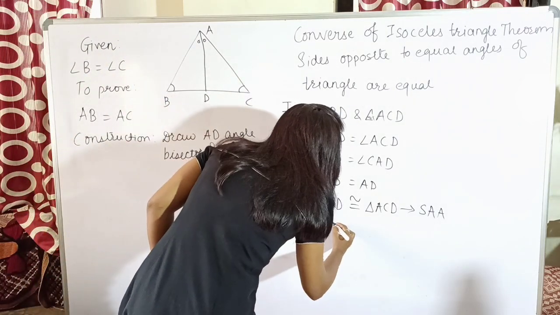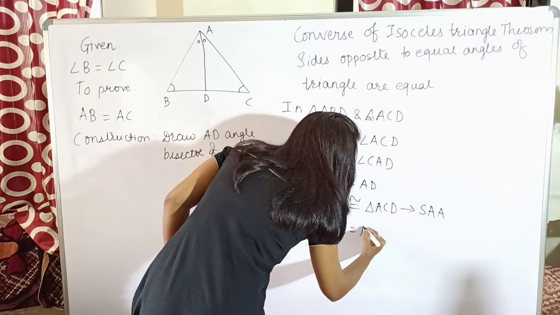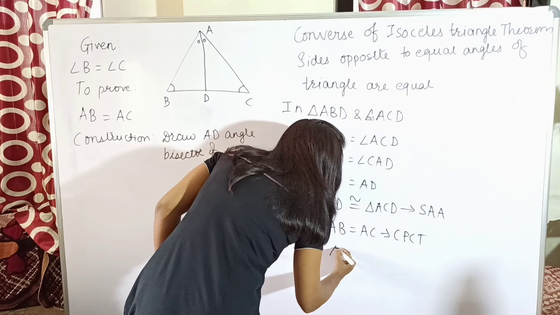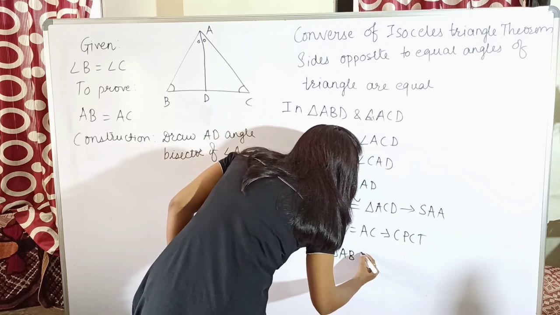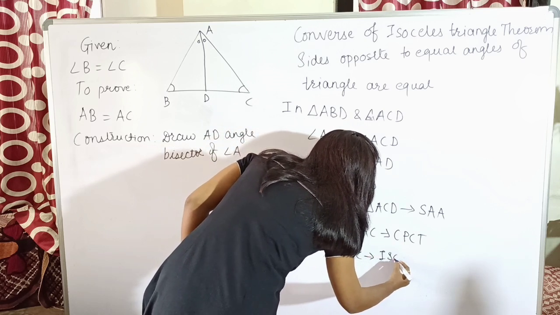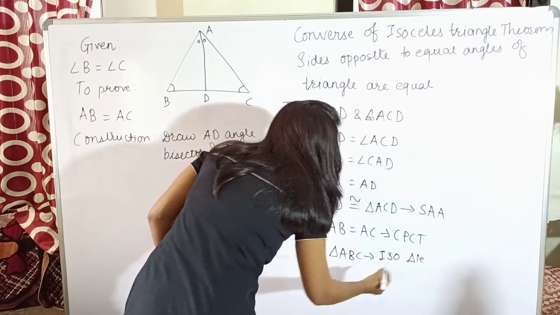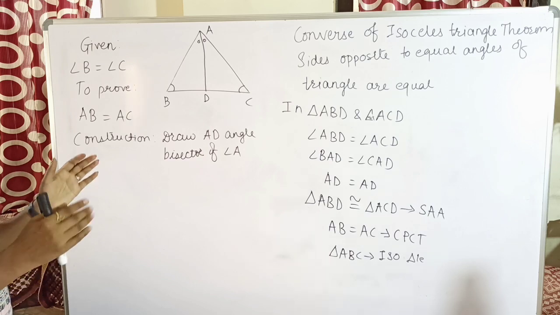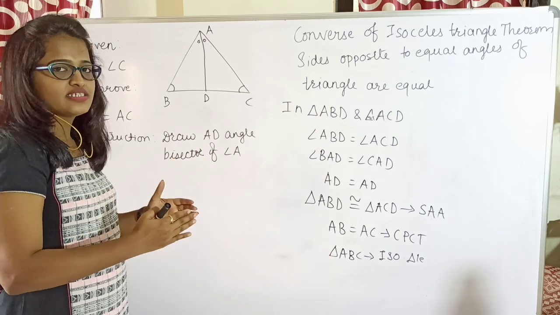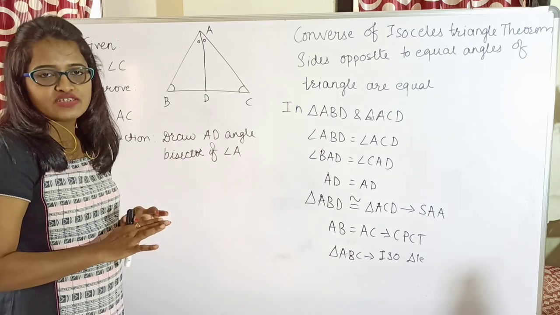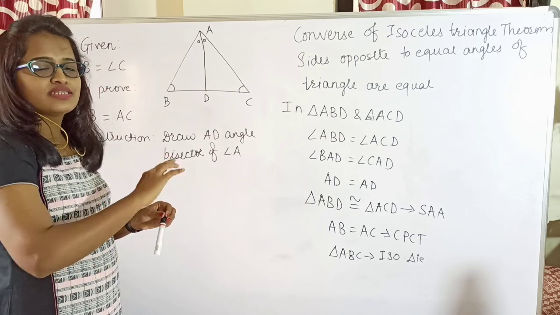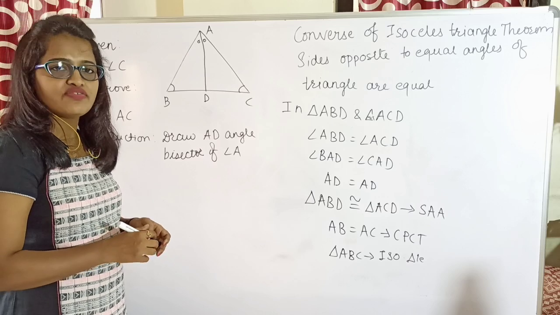and hence by CPCT I can say AB equal to AC, and if AB is equal to AC, I can write triangle ABC is an isosceles triangle. Okay. So this is the converse of the isosceles triangle theorem. Now henceforth you can use that. If you have got a triangle in which two sides are equal, definitely their opposite angles will be equal. And if you have got a triangle in which the two angles are already equal, the sides opposite to those two angles will definitely be equal.